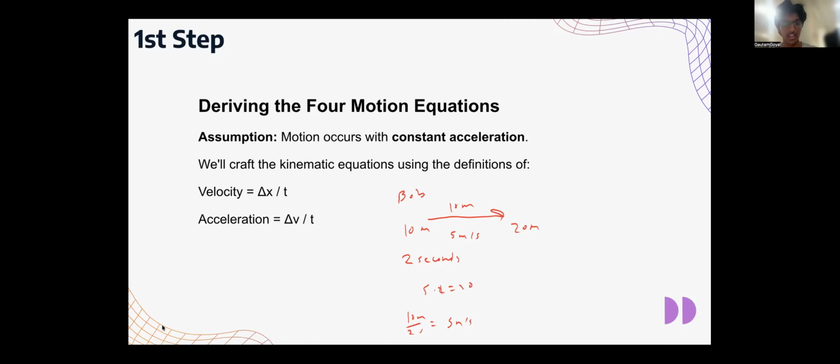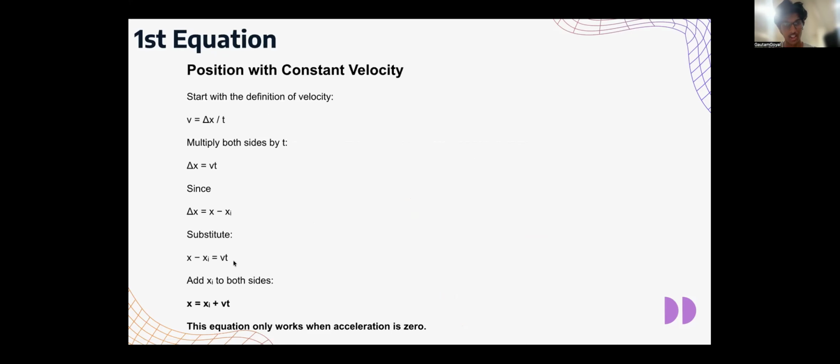I'm going to move on now. If you have any questions, feel free to ask Ethan in chat. He puts it in words very well. Good. Let's move on to the first equation, right?